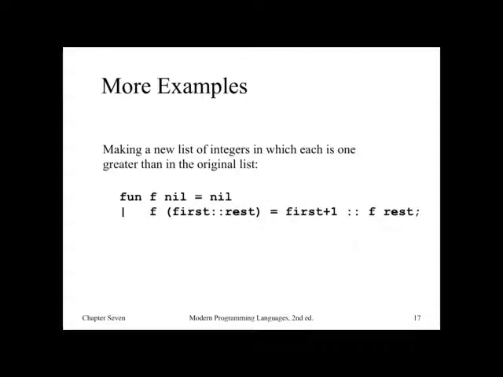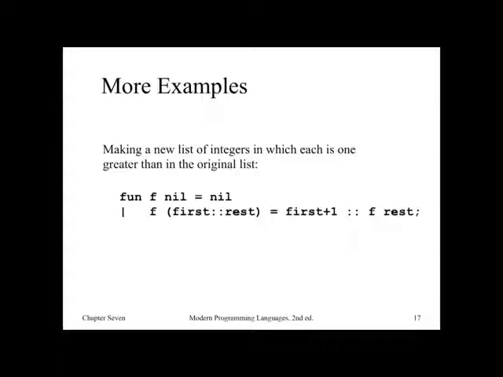Here's another one that's kind of interesting, a little funky, which is making a list of integers where every one is bigger than the one in the original list. So if I pass it 1, 2, 3, 4, 5, it would create the list 2, 3, 4, 5, 6. That'd be the idea. Same thing. If I run out of a list, the answer is nil.